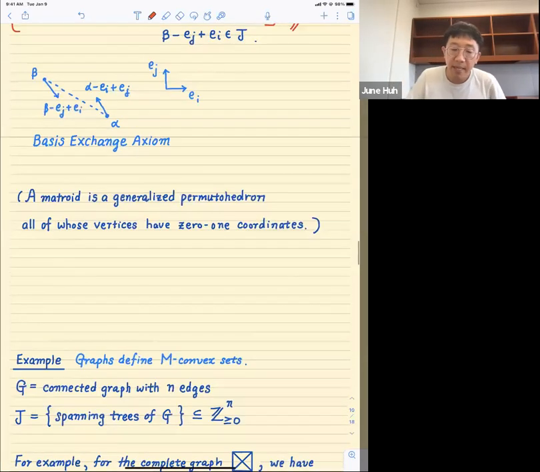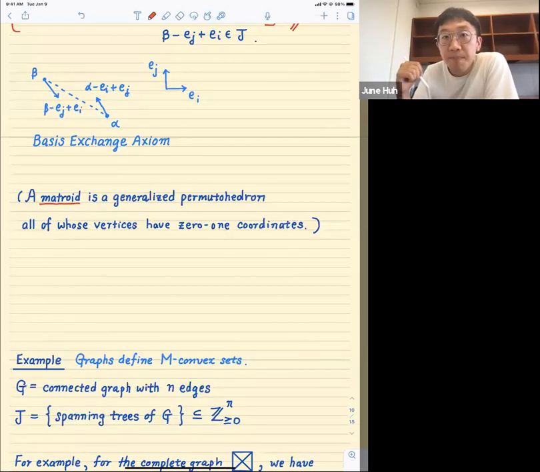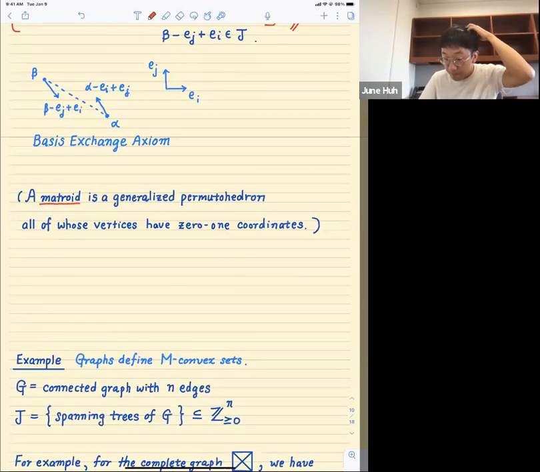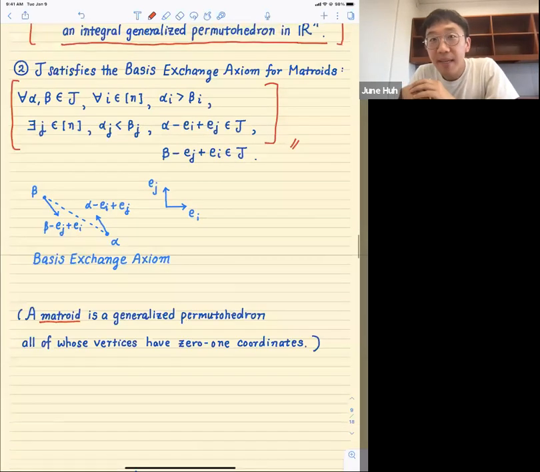But let me just point out that you can define a matroid, or its set of bases, to be an M-convex set, all of whose points are 0,1 vectors. Or you can equivalently say that a matroid is a generalized permutohedron, all of whose vertices have 0,1 coordinates. And if this happens, any lattice point in it must be a vertex. Okay. Any questions?